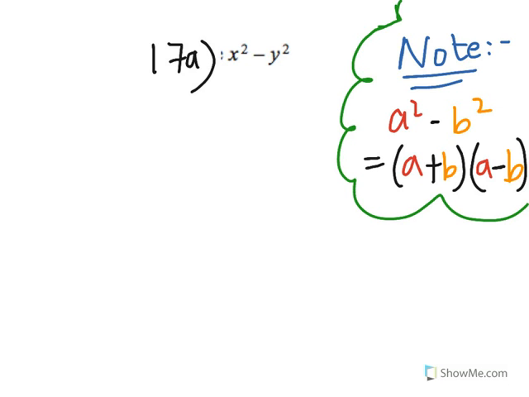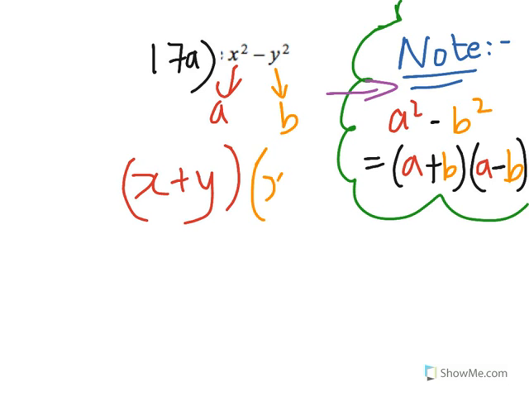Alright, 17a is asking you to factorize x squared minus y squared. First of all, I'll bring you to this identity. This note says that a squared minus b squared factorizes to a plus b and a minus b. This is a proven identity and a simple way of doing this question. In this case, x is your a and y is your b, and they're being subtracted, so it applies. So this factorizes to x plus y and x minus y.